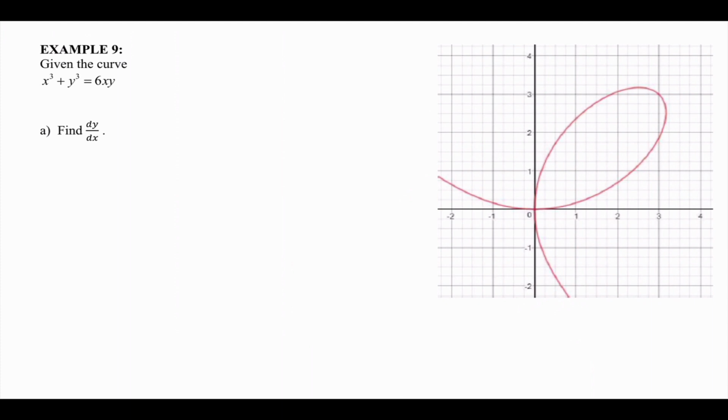Okay, so if I were to graph this guy here, x cubed plus y cubed equals 6xy, you get that guy. That's what you get. Okay, so the first thing I want you to do, find the derivative. Do that right now. Find the derivative, get dy dx by itself.